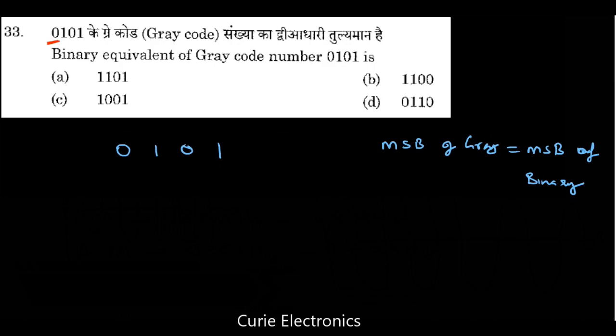If you see the answers, we have only one option starting with 0. So the answer is option D, simply we can say. But how is it? I'll write down the MSB the same, as 0. Next, whatever answer I got, I will XOR with the next gray bit.